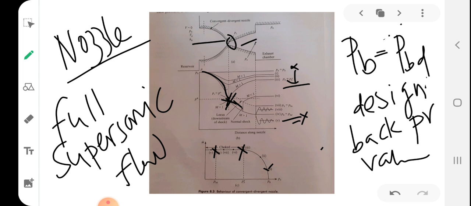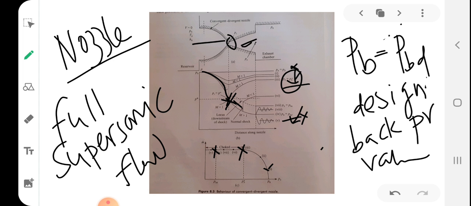It has started to increase the velocity of the flow. Okay. So, but the higher back pressure PB star, even though PB star and PBD are associated with choked flow, the higher back pressure PB star produces subsonic diffusion.